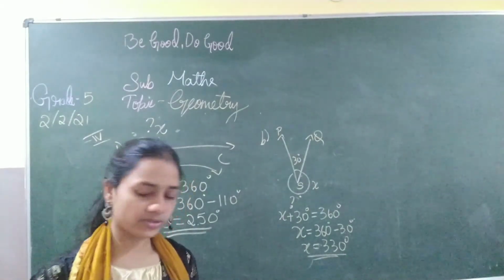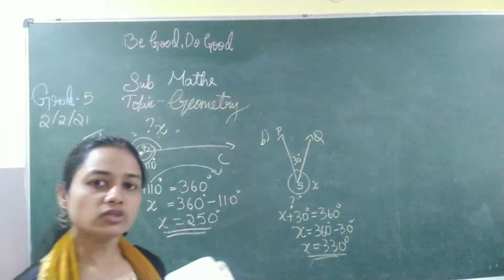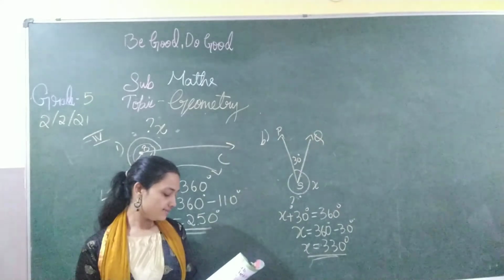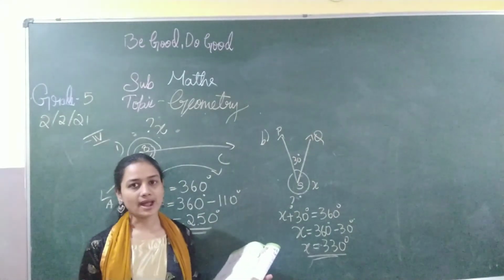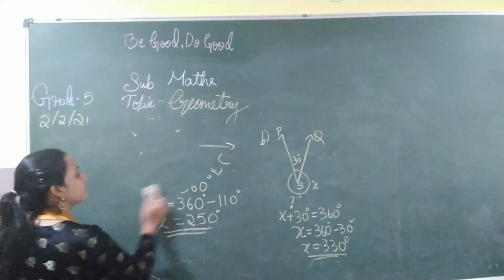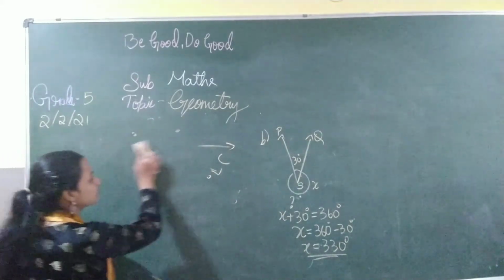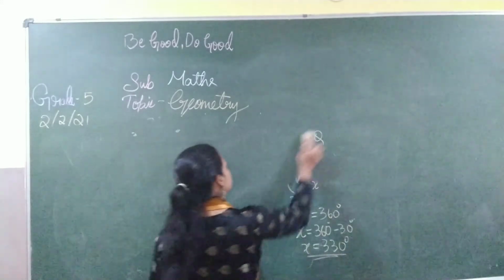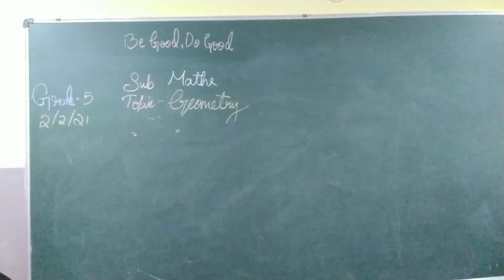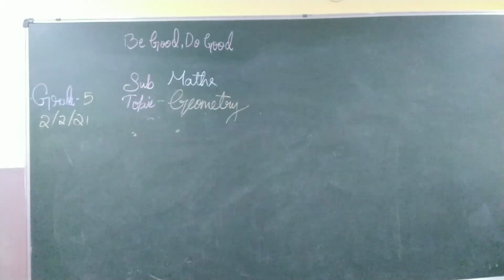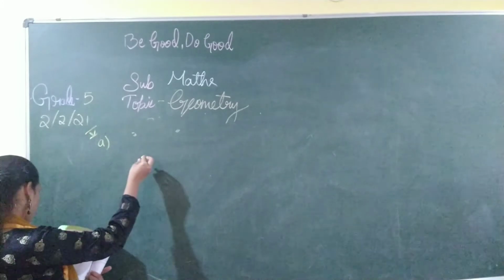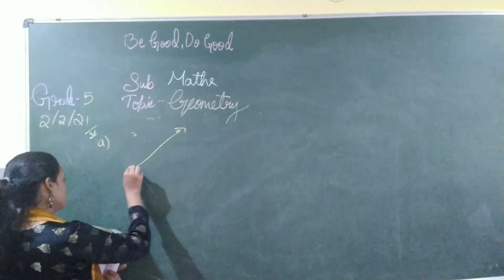Next go for the fifth one. Fifth one is also the same as this. We added only two angles here. In this one we have a few more angles to add. So let's try it. So fifth one, first one, let me draw the angle for you.